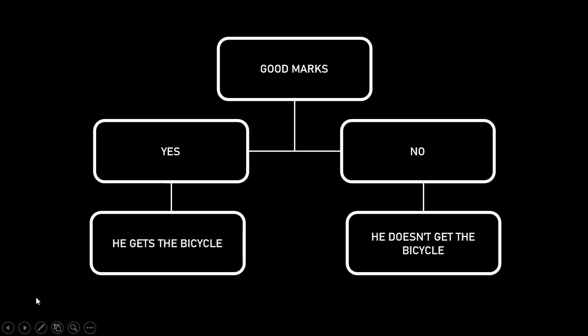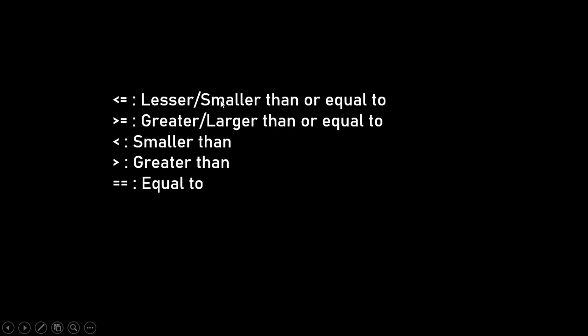So let's get on. These are the basic symbols. This means lesser or smaller than or equal to. So the argument is lesser or smaller than or equal to a constant. This means that the argument is greater or larger than or equal to the constant. This of course means that the argument is smaller than the constant. This of course means that the argument is greater than the constant. Now this means that the argument is equal to a constant.